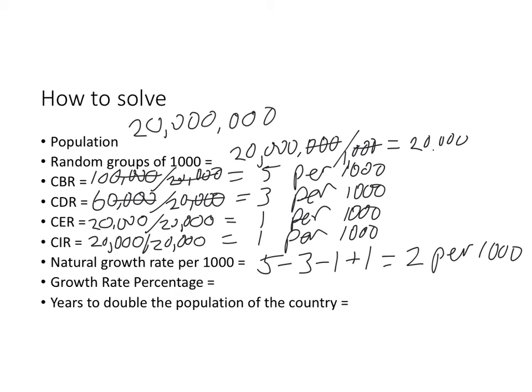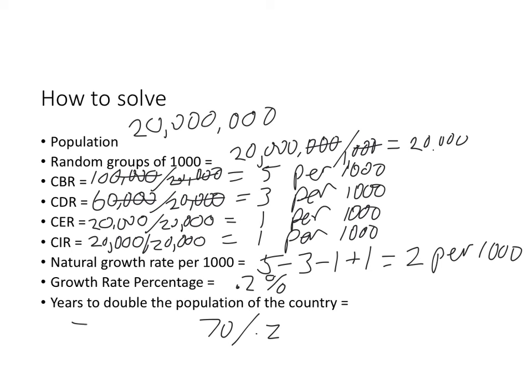The growth rate percentage is taking that 2 per 1,000 and dividing both numbers by 10. And so 2 divided by 10 is 0.2, and 1,000 divided by 10 is 100, or percent per 100. So that 0.2% then we use in calculating the doubling time. That is 70 divided by 0.2.